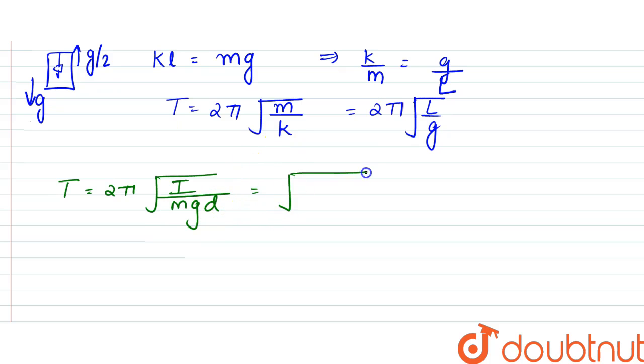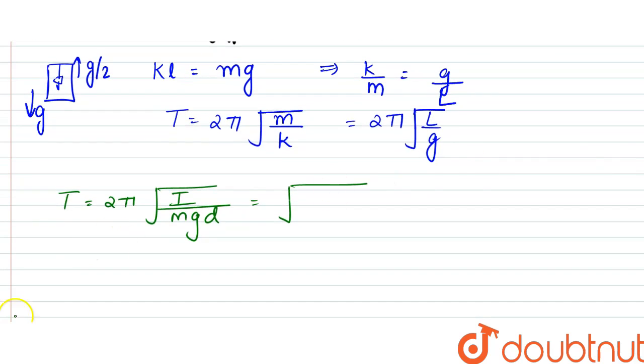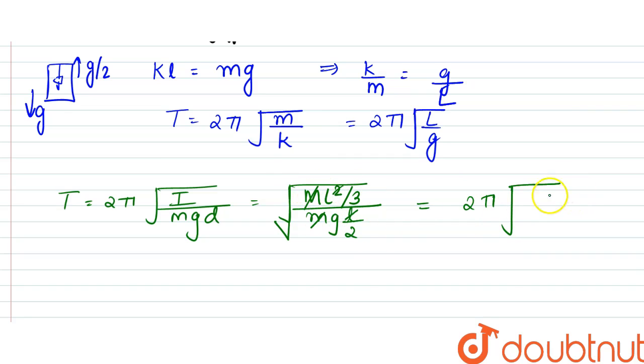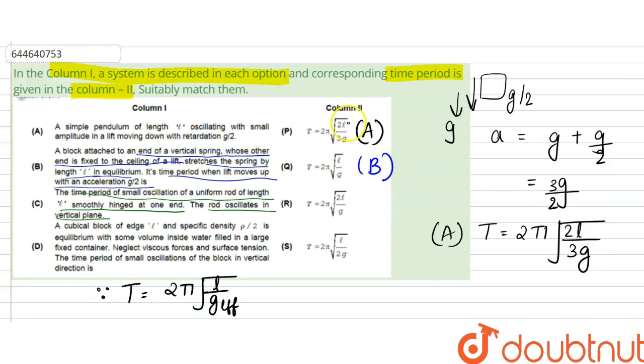For the rod at one end, the moment of inertia is ml square by 3, divided by mg. Since the distance from the center of mass is L by 2, we can write this as 2 pi root over, since m cancels and L square with L cancels, 2L by 3g again. So for this also we have 2L by 3g. That is C.